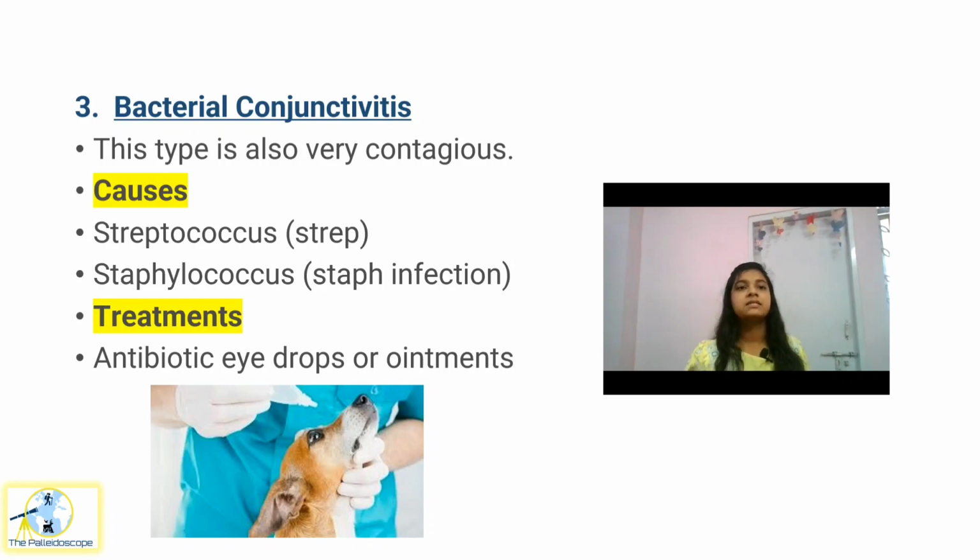Bacterial conjunctivitis. This type is also very contagious. Causes are Streptococcus and Staphylococcus. Treatments: antibiotic eye drops or ointments.